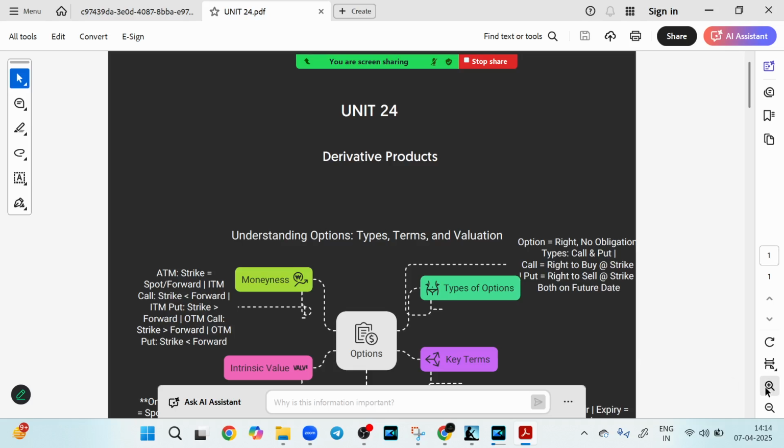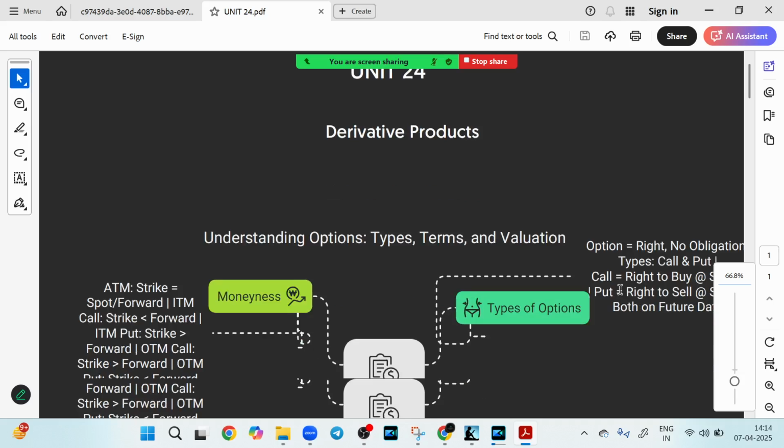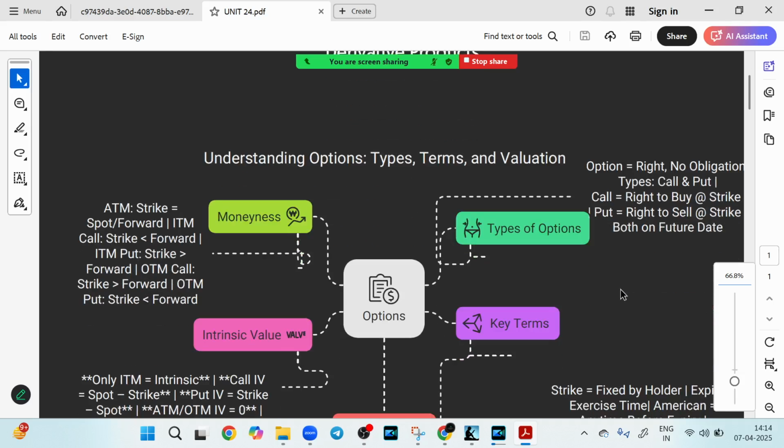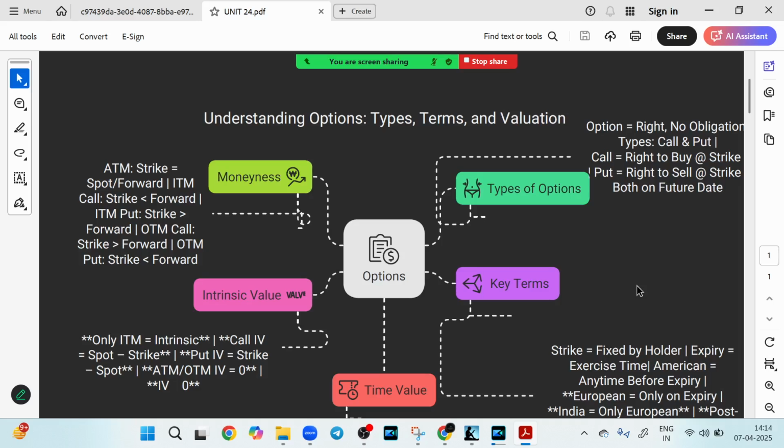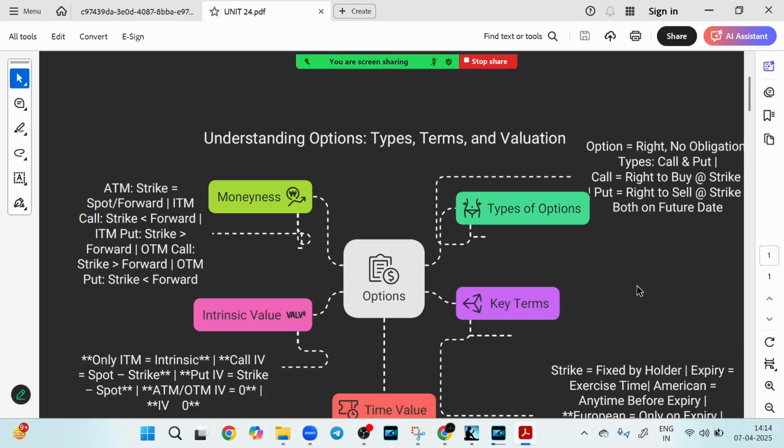So welcome to a simplified yet powerful breakdown of options. Here we are talking about options, a financial instrument that is all about strategy, timing and precision. So what exactly is an option? An option gives you a right but not the obligation.